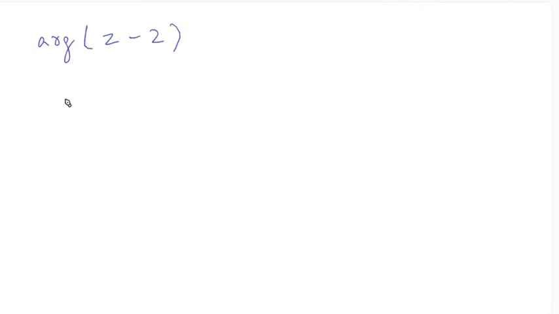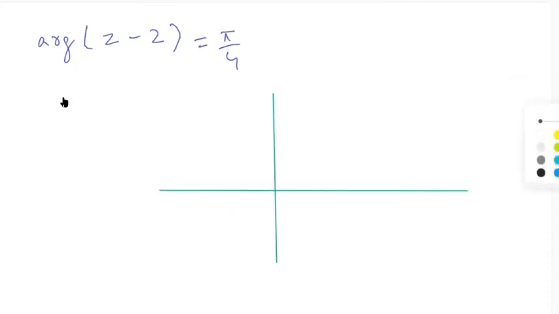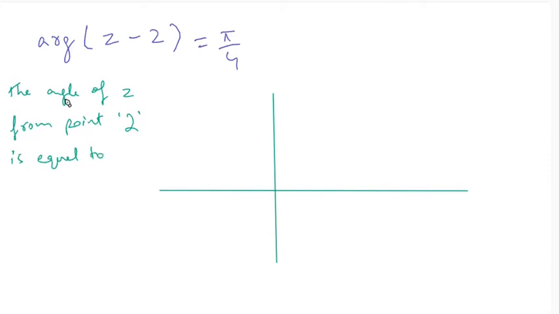अब इसका क्या मतलब है? Let's say this is equal to something, it's equal to pi over 4. Okay, this is 45 degrees or pi over 4 radians. What does this mean? इसका मतलब ये है कि 2 है कहीं पे, उसी तरह से आपने देखना है. So how do you read this? You say this means the angle of z from the point 2 is equal to pi over 4. Acha, now let me explain what this thing means. Angle of z from a point.